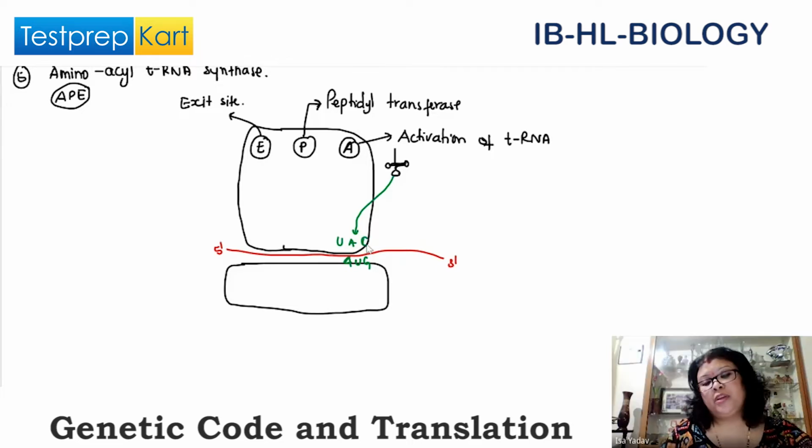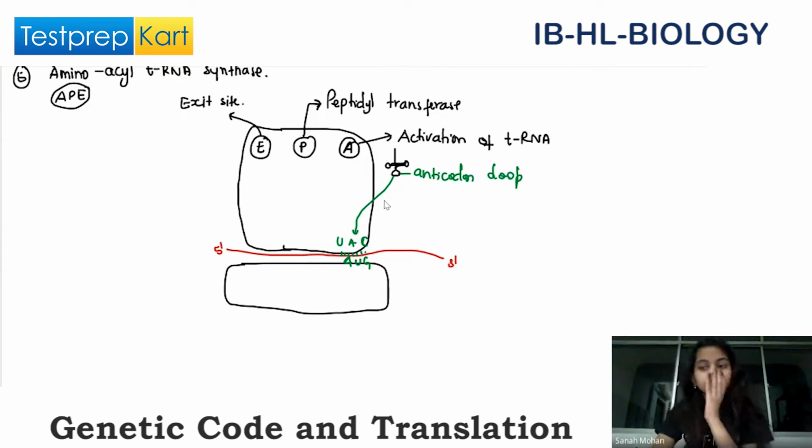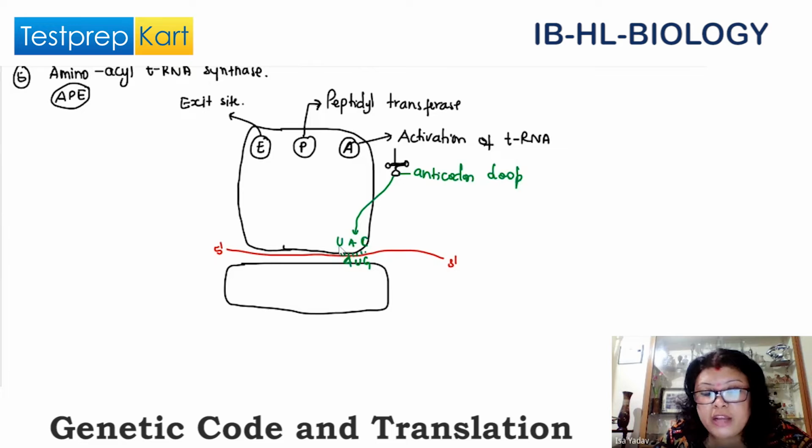First of all, the tRNA and mRNA will form a bond. After that, they will transfer. If it is AUG here, this is the anticodon loop. So A converts to U, U converts to A, and G converts to C.